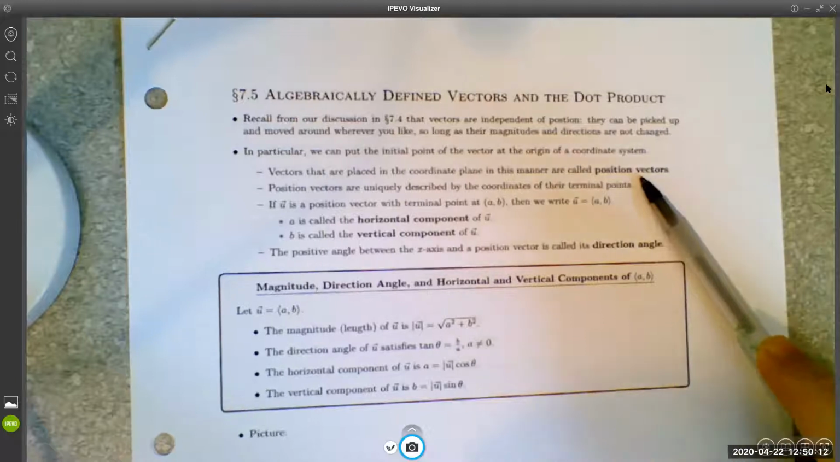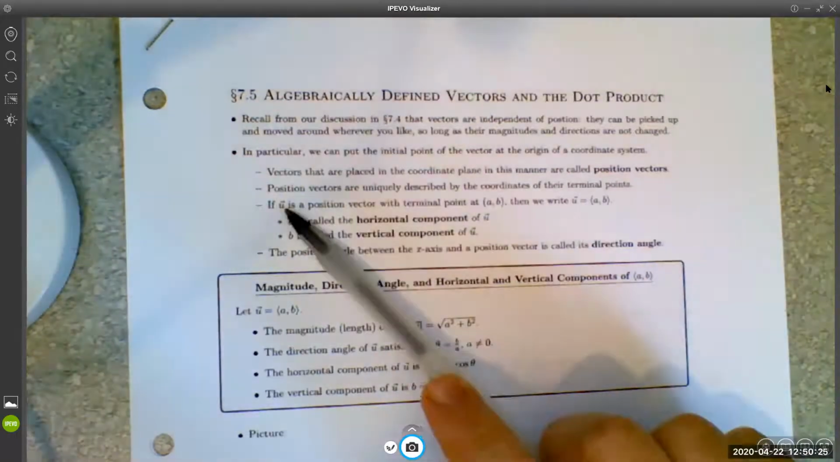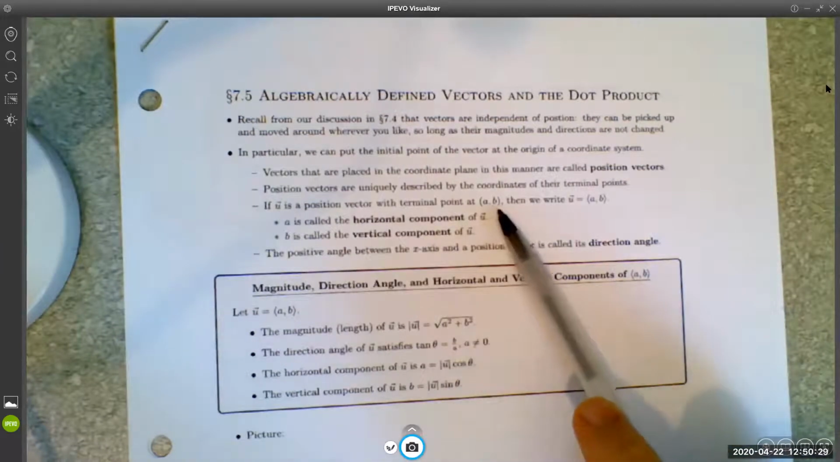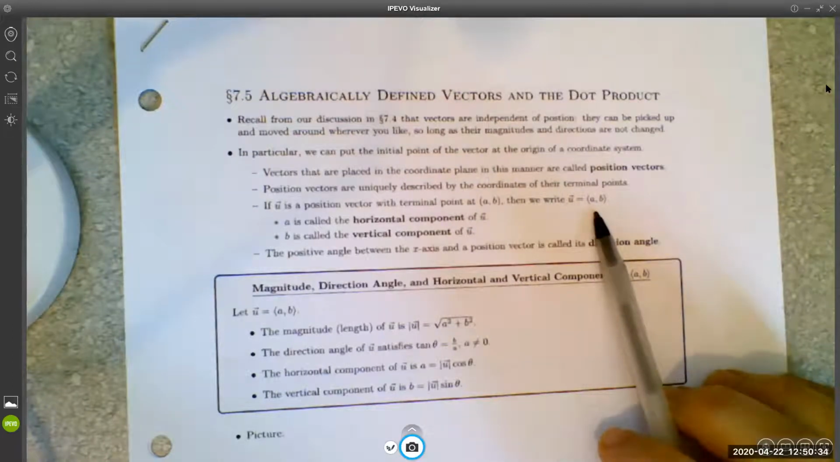When they're placed that way, since all of the vectors have their initial point at the origin, they can all be uniquely described just by looking at the coordinates of their terminal point. So if vector u is a position vector with a terminal point at the point (a, b), then we write vector u equals ⟨a, b⟩, but we use these angled brackets.